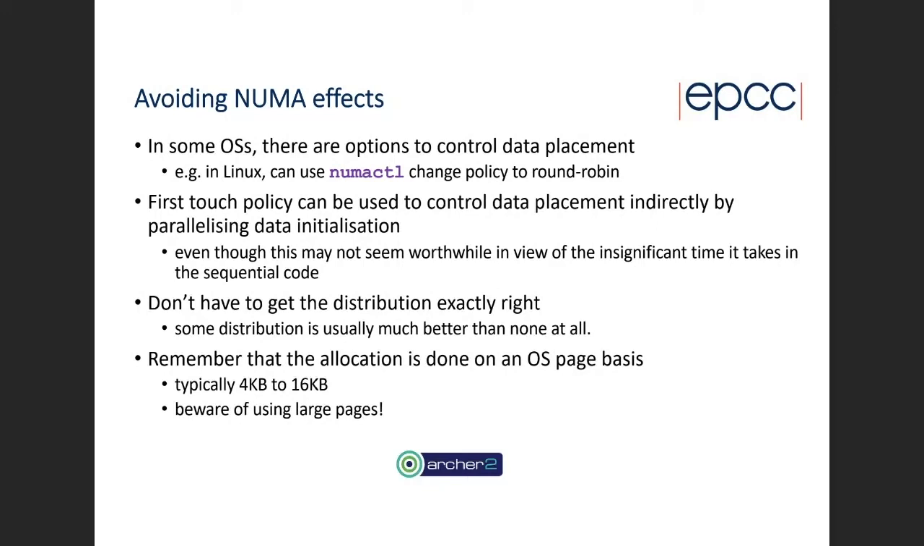So what can you do about it? Well, it depends on the operating system. You may have some options to control this. For example, in Linux, you can use the numactl command to change the policy to round robin, for example. That will basically distribute your data pages cyclically across the NUMA regions. Alternatively, the first touch policy can be used to control data placement indirectly via parallelizing your data initialization. Even though that might not seem worthwhile in view of the insignificant time it takes in the sequential code, in order to get the data distribution right, I will parallelize my data initialization and implicitly make use of the first touch policy to get it distributed across the NUMA regions.